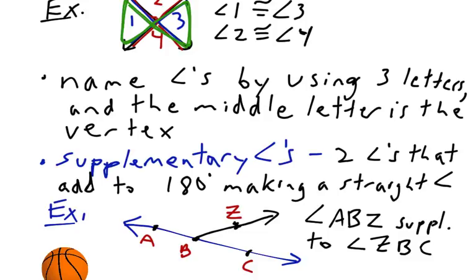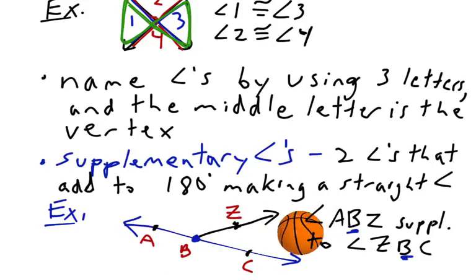And notice my only vertex here is this point, point B. It's my only vertex here, right here. So I'm using that as my middle letter when I name these angles. So I could have called that first angle, let's talk about what I could have called it. I called it ABZ, representing this angle right here. I could have also called it ZBA. That represents the same angle as long as I put the vertex in the middle, which is what I did.